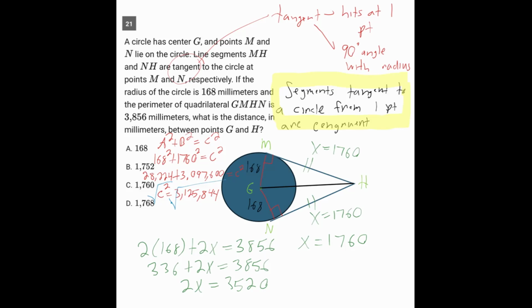So the square root of that giant number we have there is 1,768 and some change, 0.0056. And so our answer here is D.